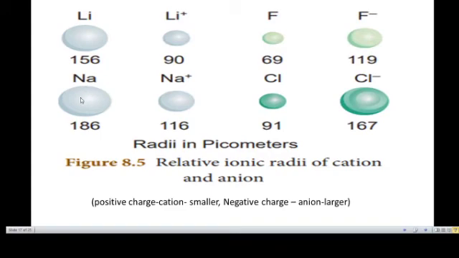The same holds for the sodium atom and sodium ion. This is Na plus, positive charge. This is a cation, smaller in size when compared with the sodium atom. Then with a negative charge, that is chlorine. This is called an anion, larger in size when compared with the chlorine atom. So this is the relative ionic radius of the cation and anion.